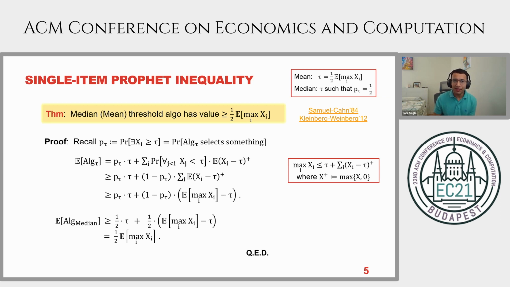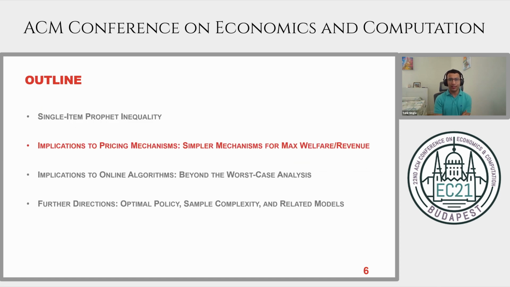Good. So let's continue. Here's the outline for the talk. I just told you about what these single item profit inequalities are. Now the next part of the talk will be about the implications of this profit inequality and its generalizations to pricing mechanisms. In particular, it will help us design simpler mechanisms for both welfare maximization and revenue maximization. What the word simpler means, I'll tell you as we come to it. There are multiple interpretations of what's simpler.